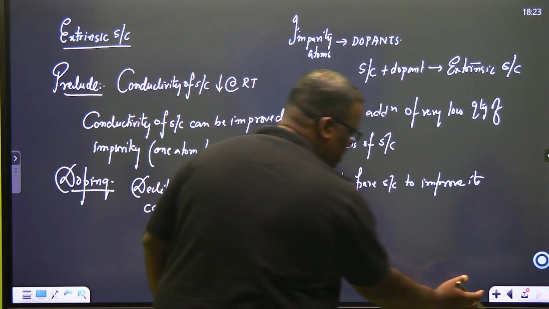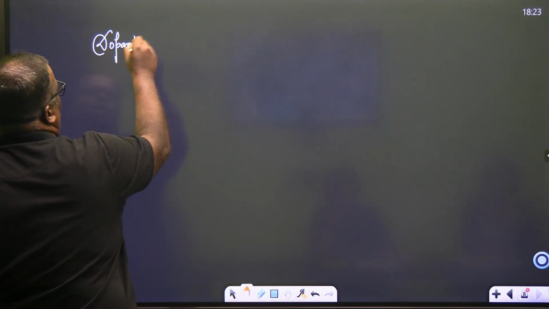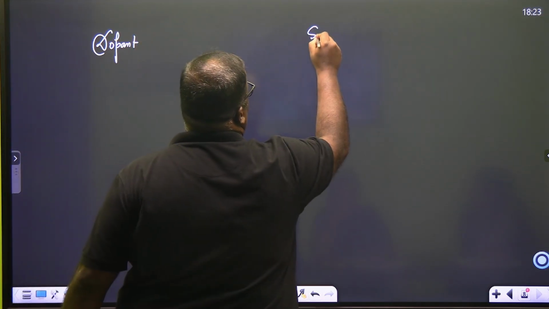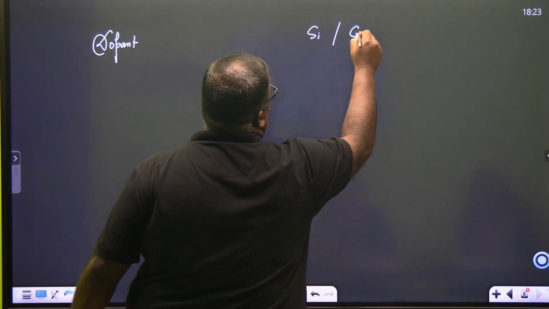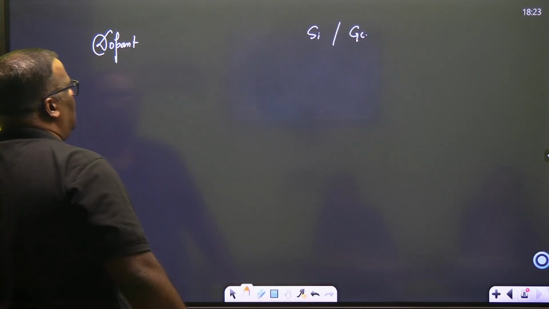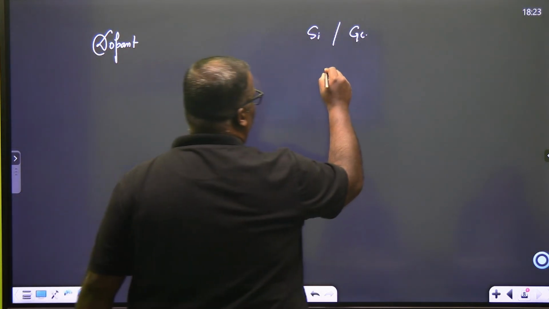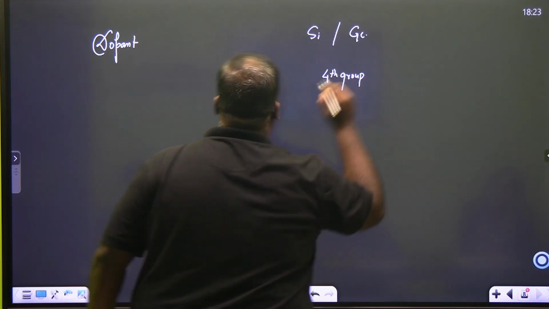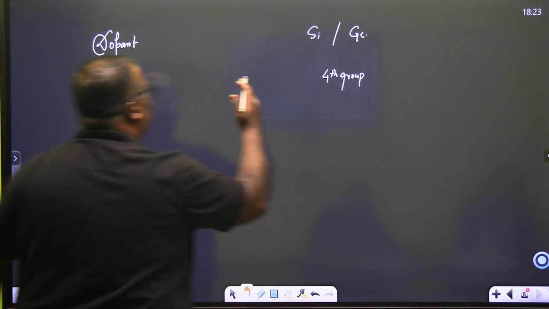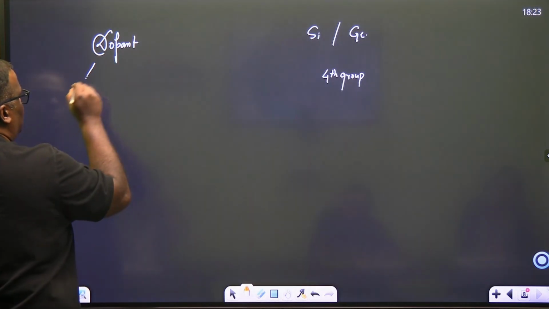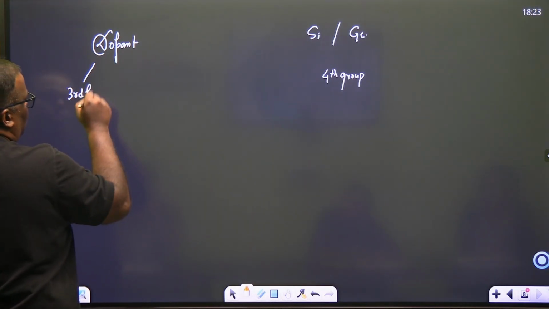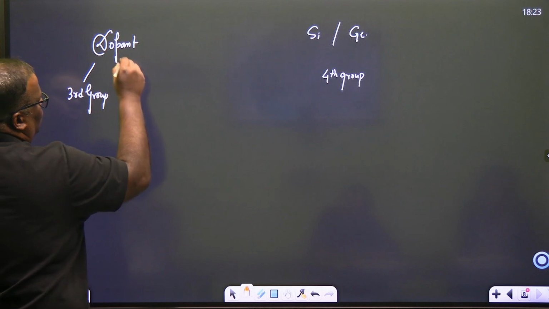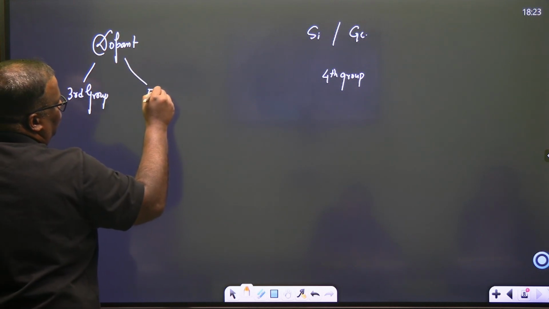Last, can I change the screen? Okay. So let us have a look at the dopant, and let us look at silicon or germanium. Silicon or germanium, they are in the 4th group. So we will bring the dopant either from this side or from this side. So the dopant will come either from the 3rd group or from the 5th group.